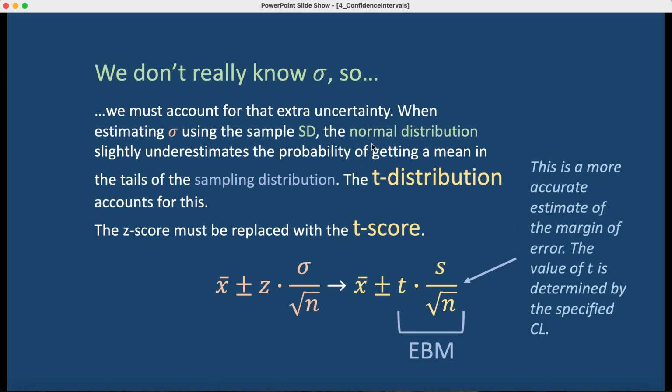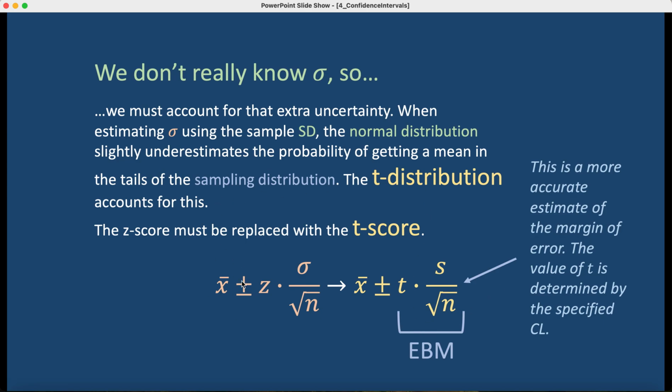Well, to account for that extra uncertainty, we can change from a normal distribution to something called a t-distribution. And that t-distribution is just a little bit wider in the tails, and so it's going to make our interval a little bit bigger. And it'll account for that extra uncertainty when we estimate the standard deviation as well as estimate the population mean.